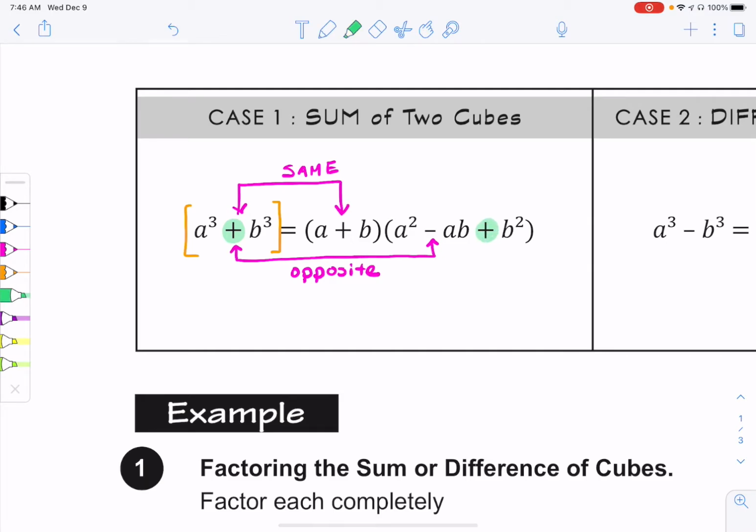And lastly, this sign here never changes. It doesn't matter if it's sum or difference, it's always addition.